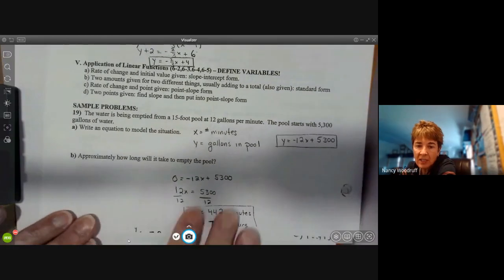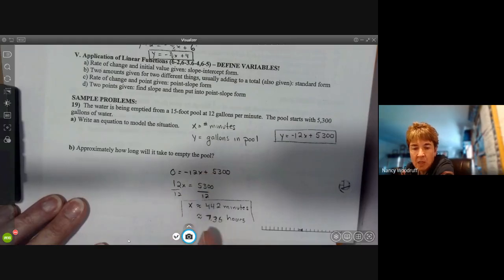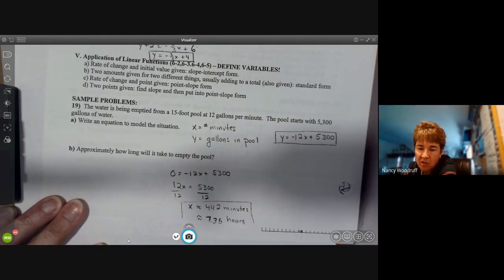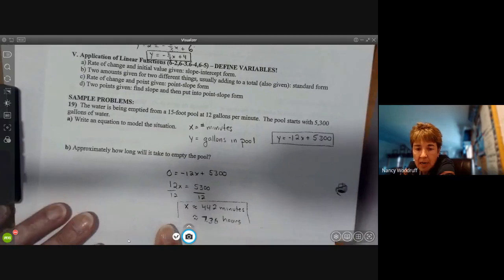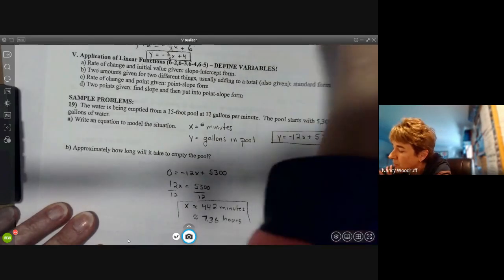Approximately how long will it take to empty the pool? That means we want 0 gallons. So 0 goes in for y. And this is a 2-step equation. So we would, I'm looking here, subtract, how did I do that? Oh, I just kind of got rid of the negative as well there. I added the 12x over and then divided by 12 to kind of avoid negative land. It's 442 minutes divided by 60 at 7.36-ish hours. Either one of those would be good.